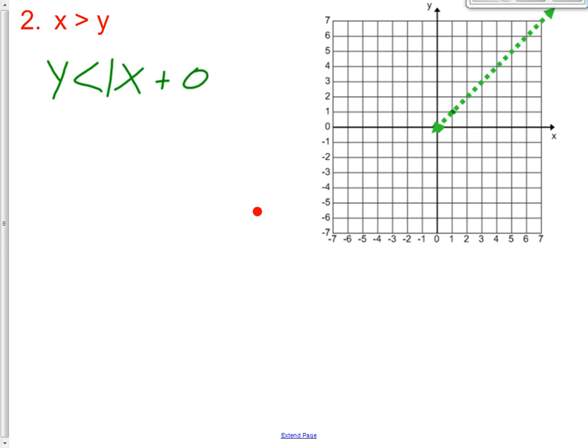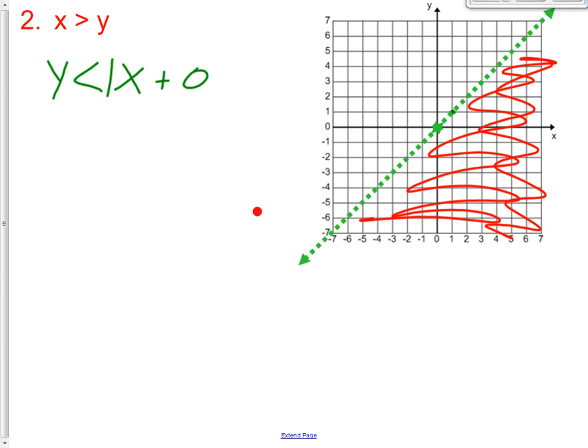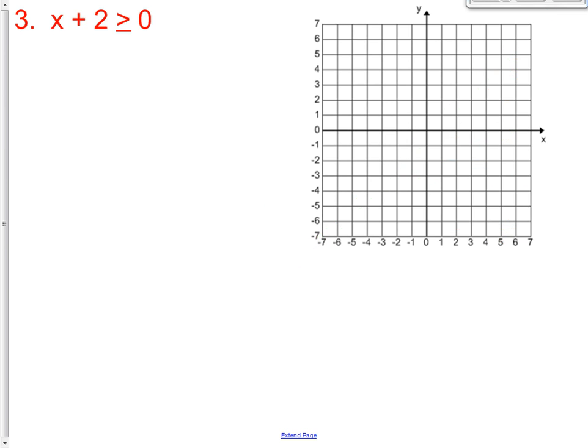So here is going to be our line. That's y is less than x. So if y is less than x, if it's less than, we shade everything below the line. So this is what our shading looks like for problem number 2. Let's now practice problem number 3.